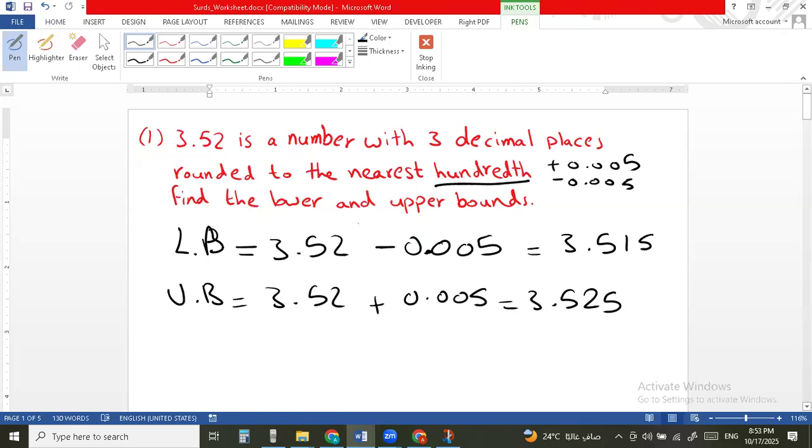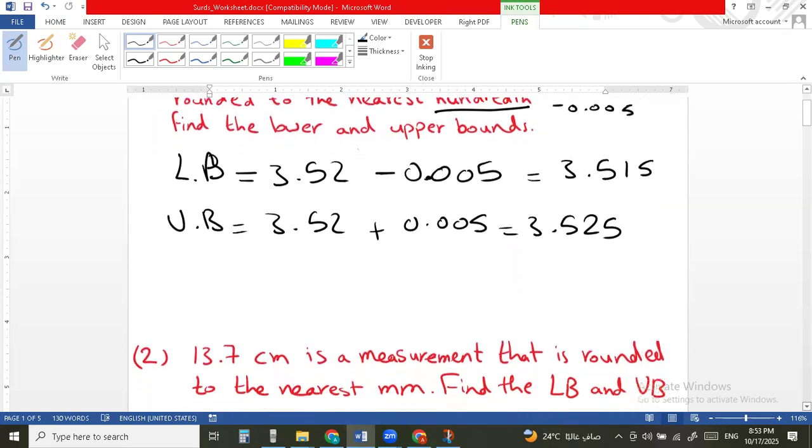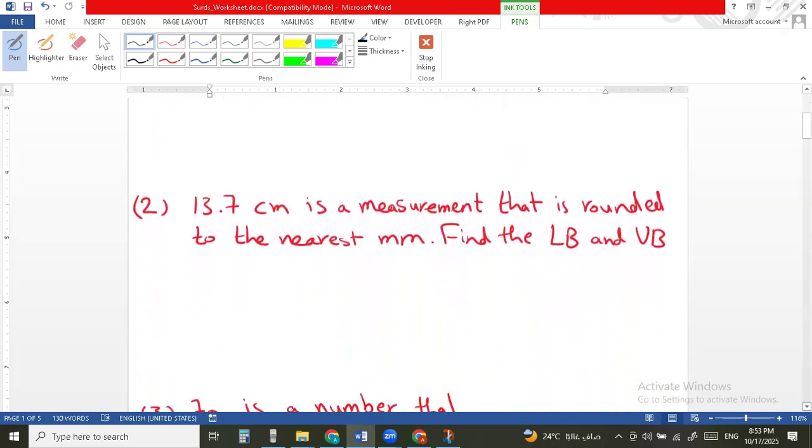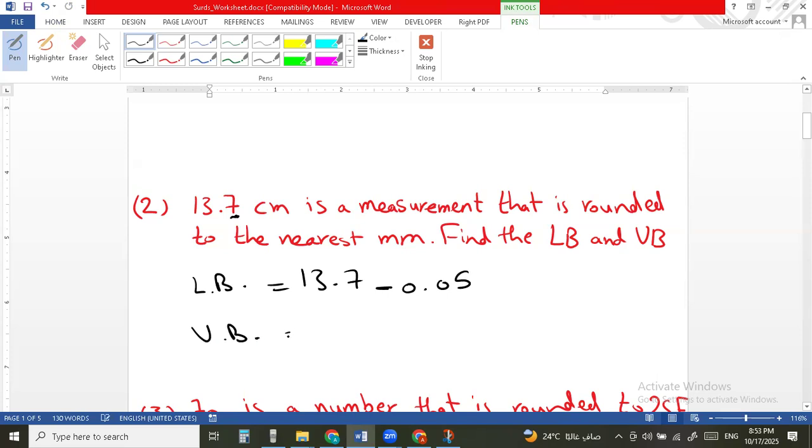Okay, the next example here says 13.7 centimeters is a measurement that is rounded to the nearest millimeter, which is this one here. Find the lower bound and the upper bound of this measurement. For the lower bound, I'm going to do 13.7, but I will minus from it. It's rounded to the nearest tenth, no problem, then I will minus 0.05. And if you wanted the upper bound, I'm going to do 13.7 plus 0.05. This one here will give you 13.65, while the other will give you 13.75.